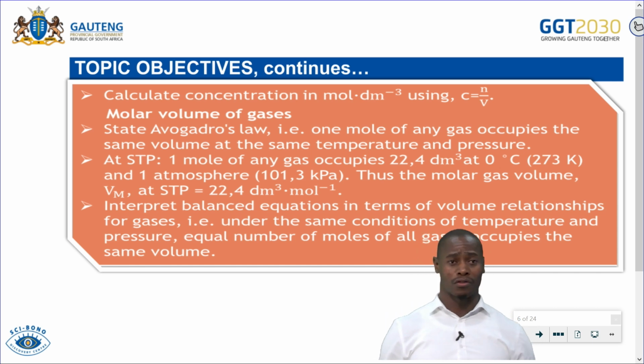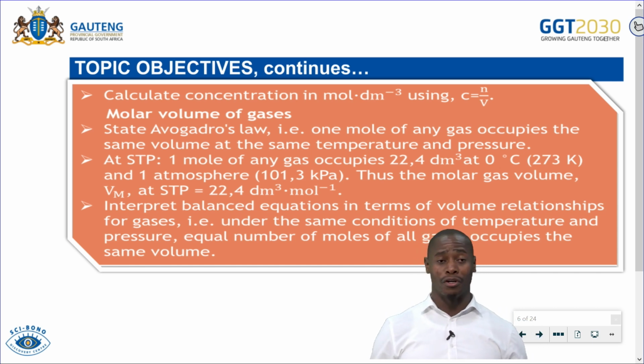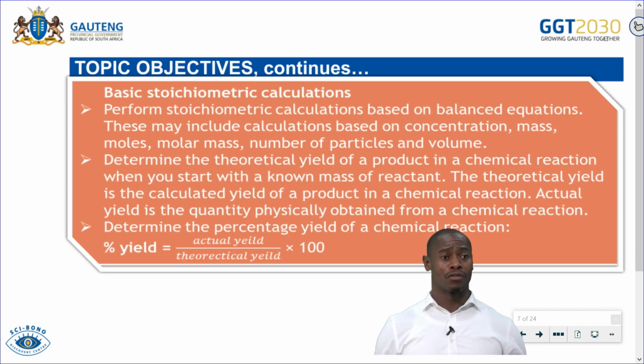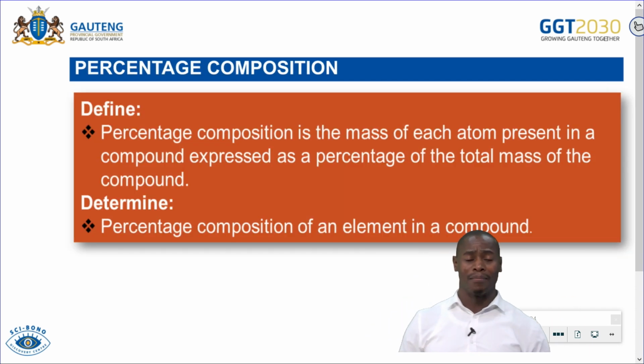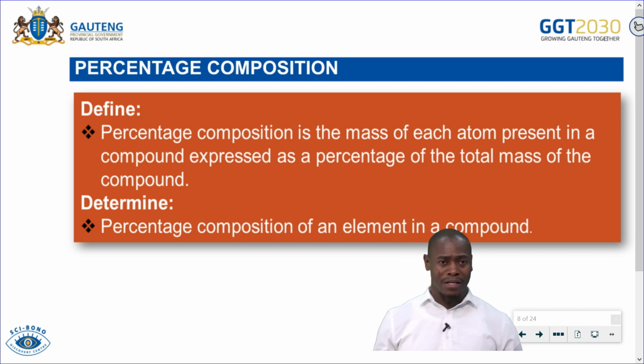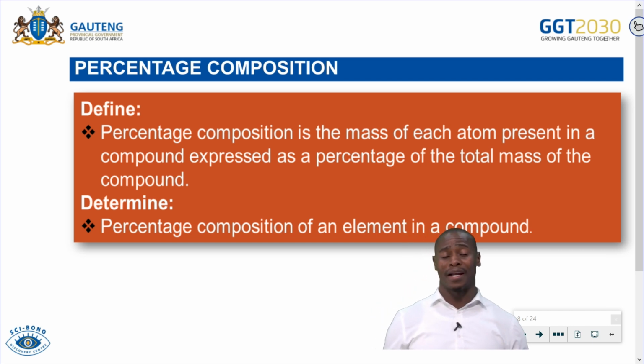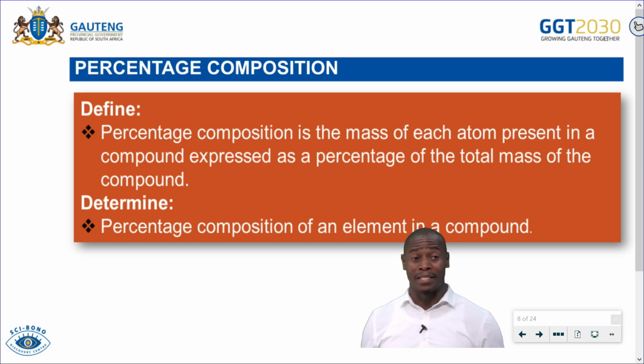But learners, our focus today is on empirical formula and the percentage composition. It's part of quantitative aspects of chemical change. This is our examination guideline, so it's what we need to do under the quantitative aspects of chemical change.